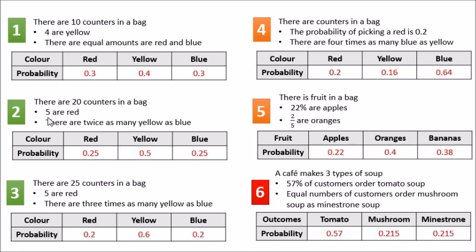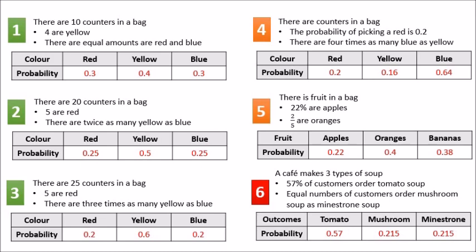Question 2, we have 5 red out of 20. So that's 5 out of 20. That's 2.5 out of 10. So 0.25. And then we have 15 that are not red. So we have 15 in total, not red.